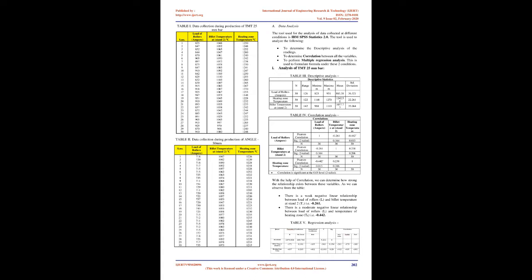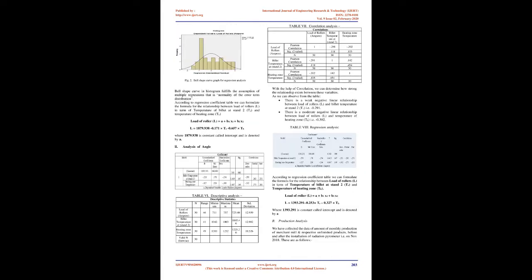Heating zone temperature, Th, is the temperature of the reheating furnace in which the billets are heated to the desired rolling temperature for the hot rolling process. Temperature of billet at stand 2, Ts, is the measured temperature of billets at the point when the billets are passing through stand 2. Load of roller, L, is the usage of current to drive the motor of stand 2, which is used to rotate the roller and to transfer the billets for further process. It is measured in ampere. These variables are measured for the merchant products of TMT 25 mm and the number of observations taken under each condition is N equals 30.